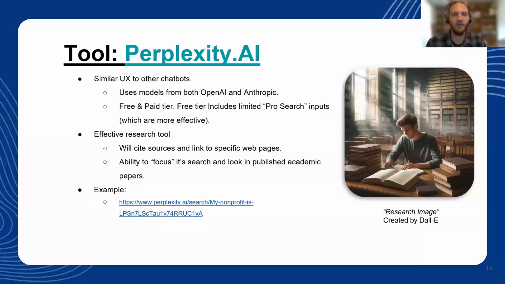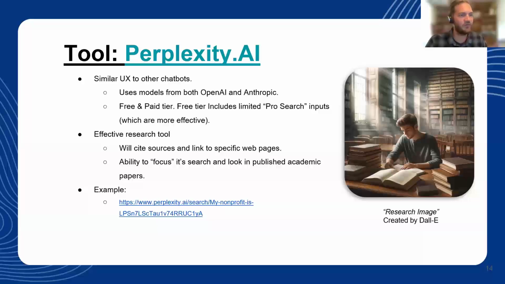But what I found really useful about perplexity.ai is it can be an effective research tool because it's going to cite sources and link to specific pages. Beyond that, it has the ability to focus its search and look in things like academic papers. So this can be really useful in certain situations, if you're looking for things like evidence-based practices. So this is very much more in that brainstorming phase of utilizing AI.